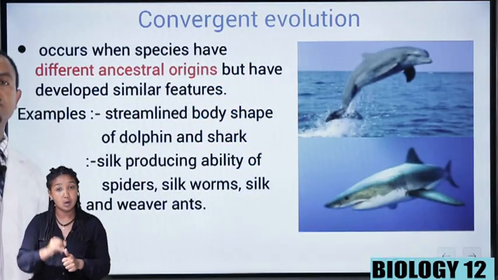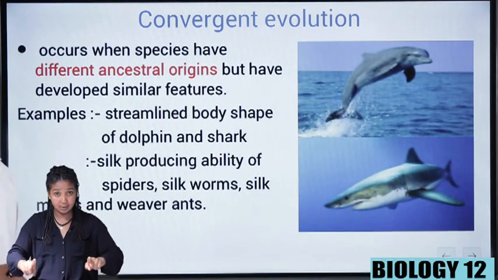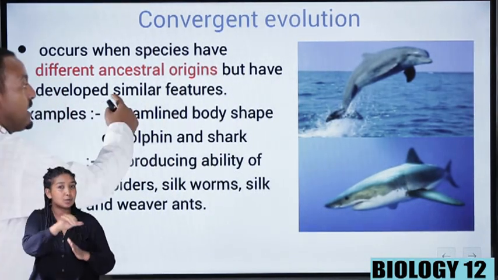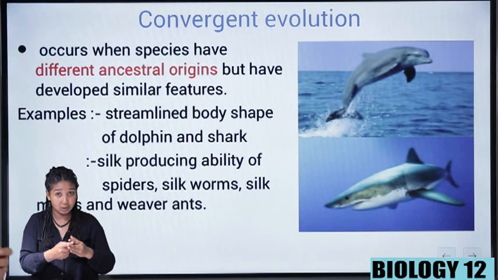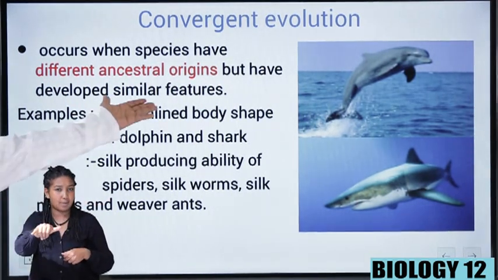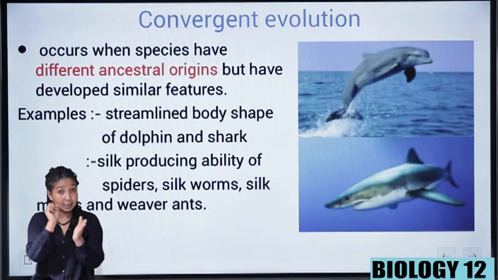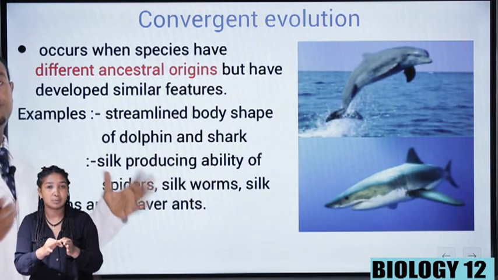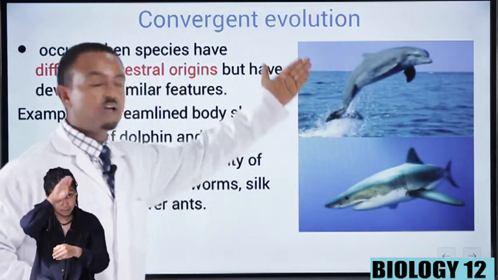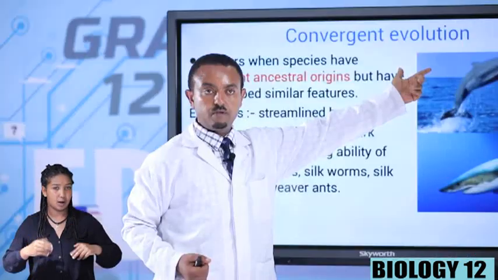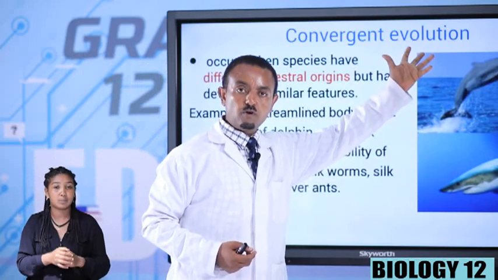The first one is convergent evolution. Convergent evolution occurs when species of different ancestral origins have developed similar features. Organisms with different origins but having similar features are the result of convergent evolution. As an example, we can mention the streamlined body shapes of sharks and dolphins. As you can see, these are dolphins and these are sharks. They have similar features in their habitats, but these features are not from the same origin.